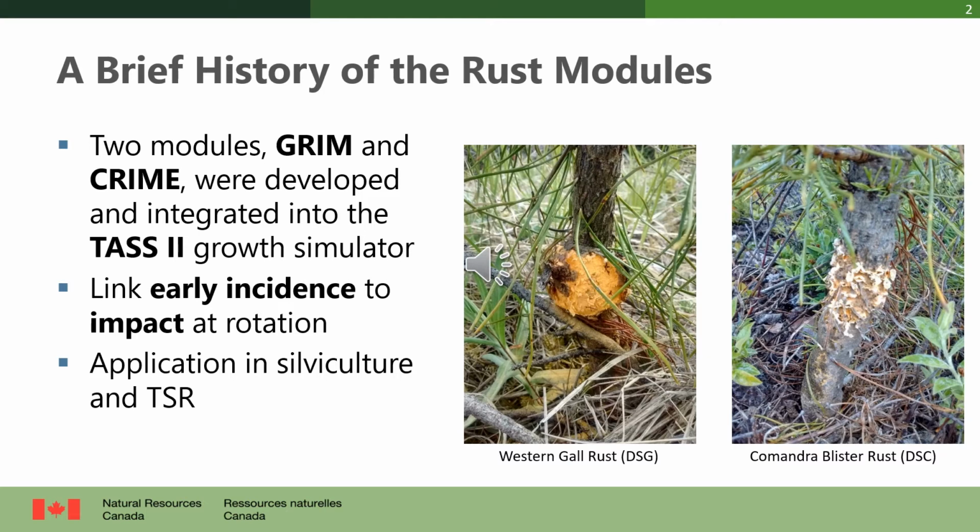Unfortunately, there is no field data available that would allow us to directly link levels of rust incidence at an early stage of stand development to losses incurred at rotation. Thus, the alternative was to gather the data that was available and develop individual equations to simulate infection, rust-induced mortality, and the formation of galls on live trees. Together, these individual equations attempt to simulate the effects that these rusts have on planted pine stands.